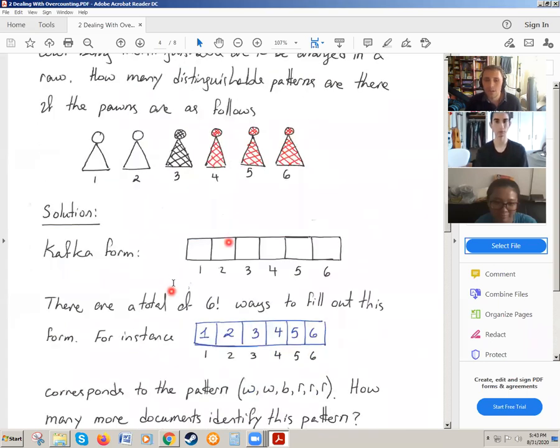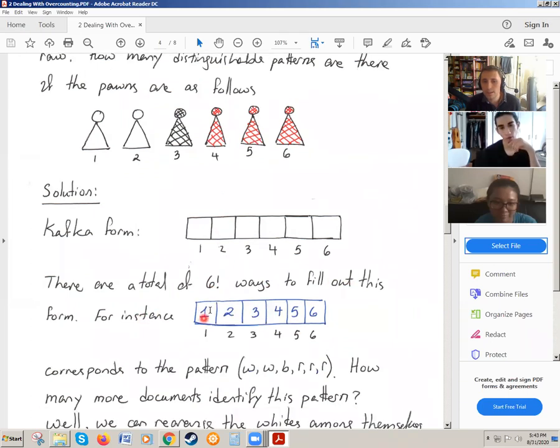Okay. So if I imagine that all of them are distinguishable, there are exactly 6 factorial ways to fill out the form. So for instance, that is one way to fill out the form: 1, 2, 3, 4, 5, 6. That will correspond to this pattern and have the specific arrangement, right? But I can interchange 1 and 2, and that will still correspond to the same pattern arrangement. So far you understand how I calculate 6 factorial?